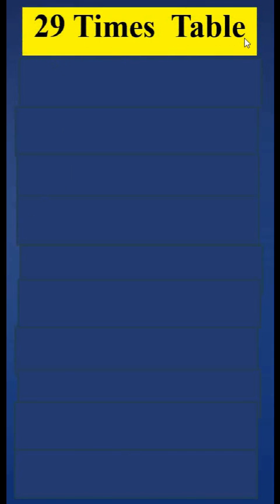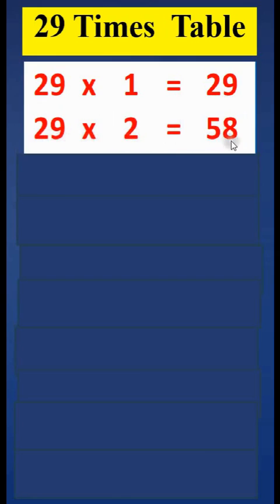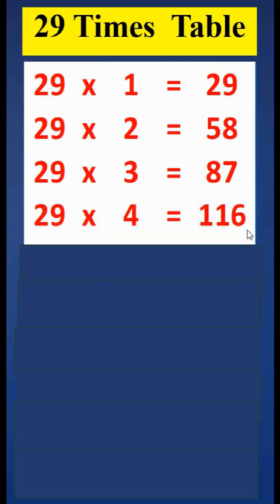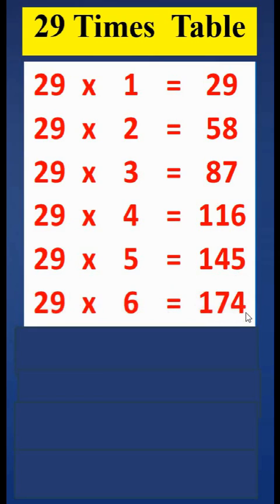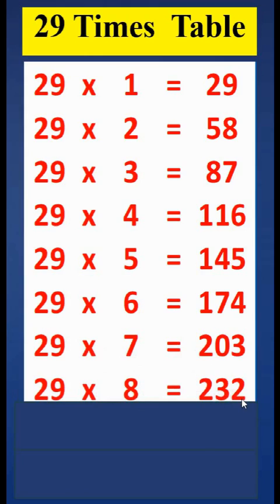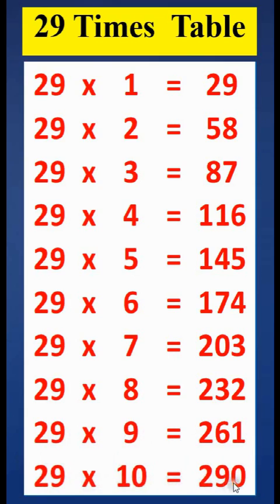29 times table. 29 times 1 is 29. 29 times 2 is 58. 29 times 3 is 87. 29 times 4 is 116. 29 times 5 is 145. 29 times 6 is 174. 29 times 7 is 203. 29 times 8 is 232. 29 times 9 is 261. 29 times 10 is 290.